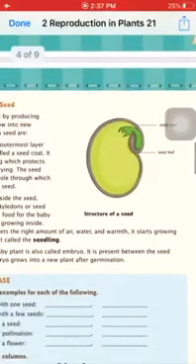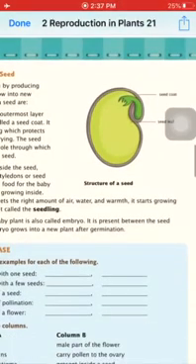In this structure of a seed, only two things are labeled. First is seed coat and the other is seed leaf. Seed coat is the upper layer of the seed and it is very thin.